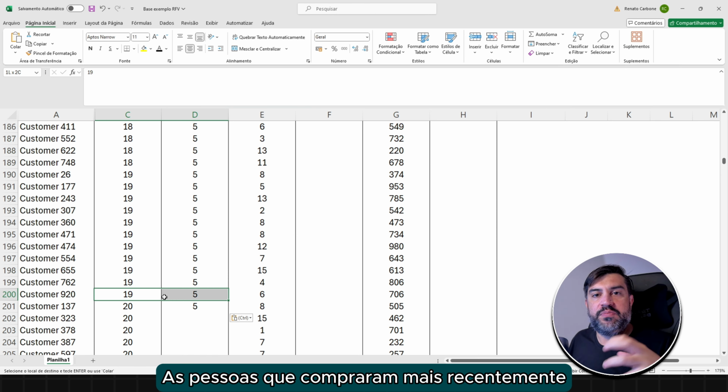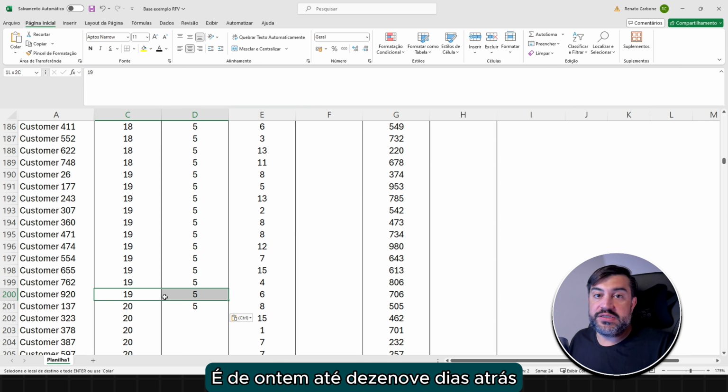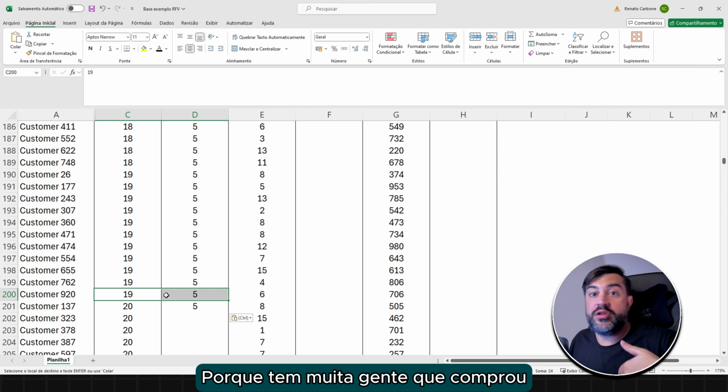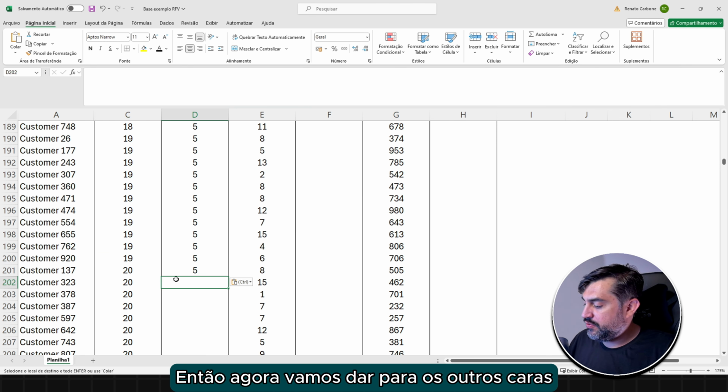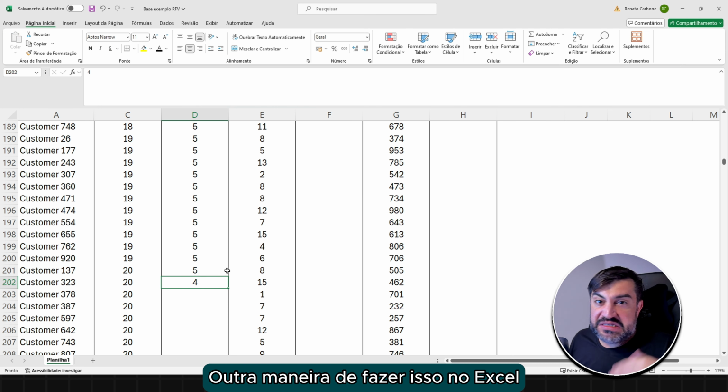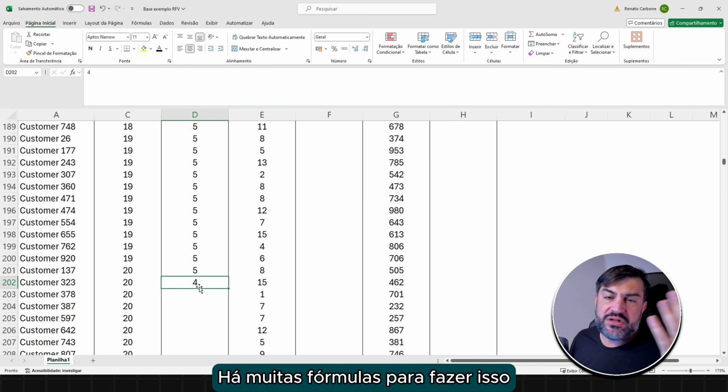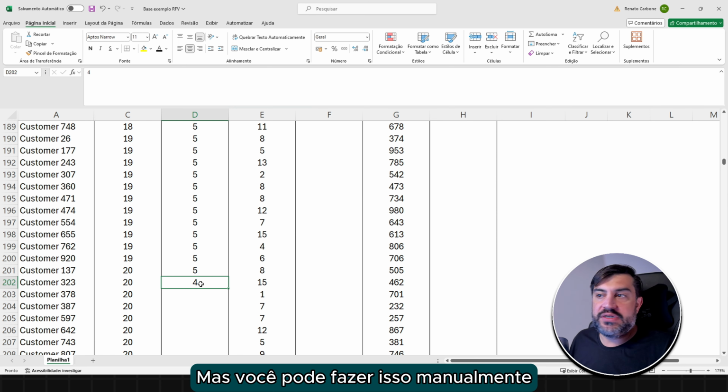Like the people that bought most recently is from yesterday, from 90 days behind, because there are a lot of people that bought way longer than that. Okay, so now we are going to give 4 to the other guys. Another way you can do this in Excel, and I'm manually doing it, is, there's a lot of formulas to do that, but you can manually do this.